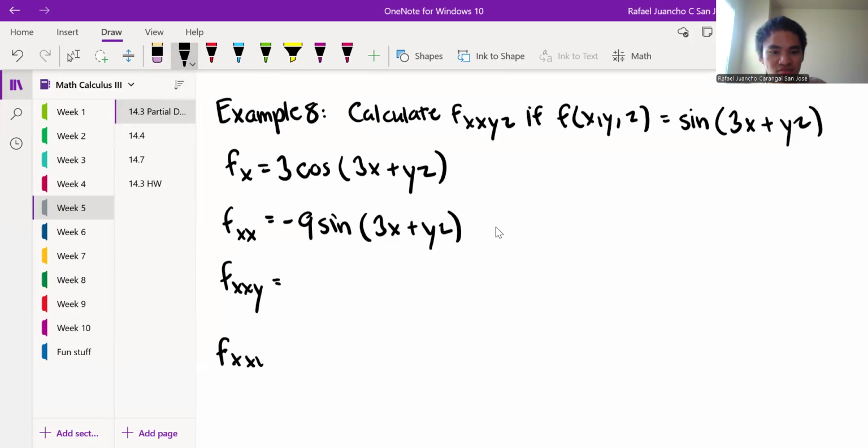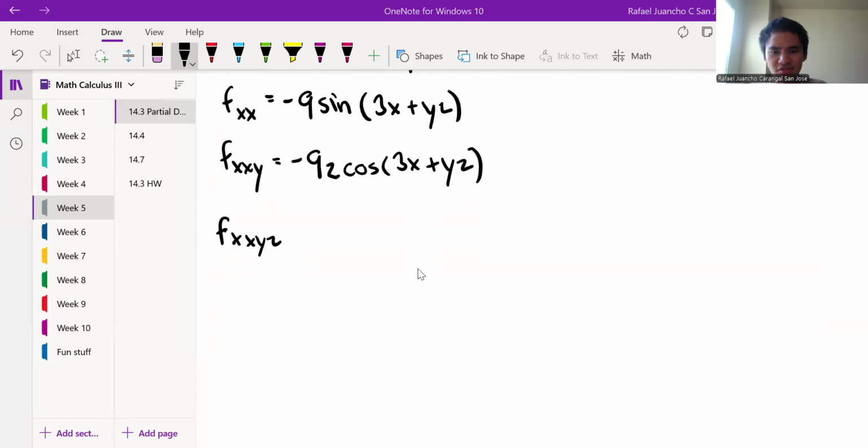But let me finish this one. I'm leaving the -9 alone. This one's a cosine of 3x plus yz. I'm differentiating it with respect to y, so I make my x and my z a number. So I'm left with a z, because 3x is going to be a 0. And so this is just -9z cosine of whatever was inside.